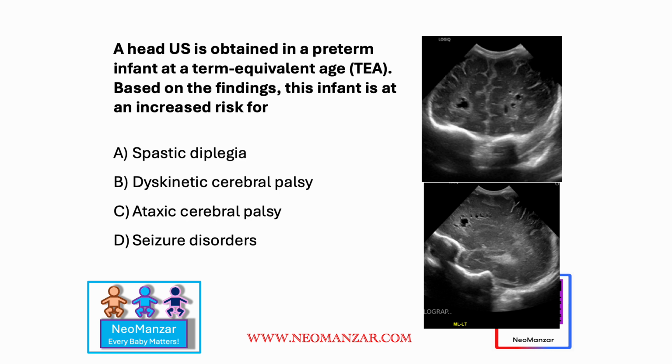So based on the findings, the infant is at increased risk for, so you have to find out what's the finding and then look at the choices given. The correct choice here is spastic diplegia. And first of all, before we go into the diagnosis, what do you see here? You see this is like a cystic change, and this is around the ventricle. Because this is periventricular, this is periventricular leukomalacia. That's the definition, and you see on the sagittal image as well the signs which are compatible with periventricular leukomalacia. And we'll talk about in the next slide why this is high risk for spastic diplegia.